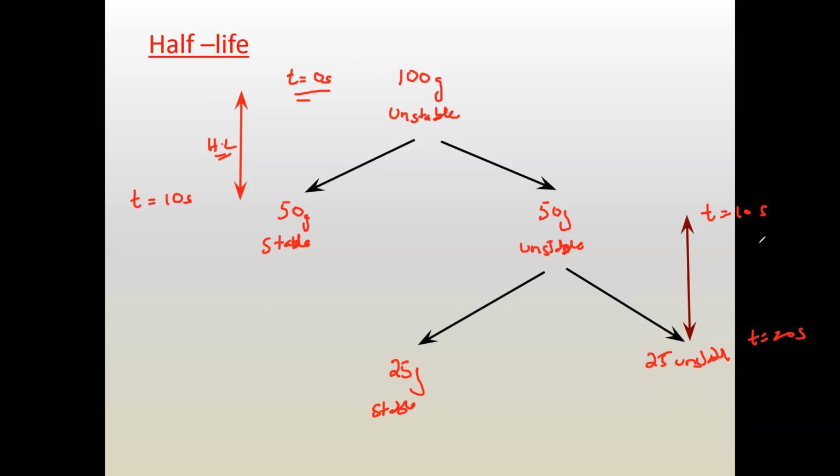What is the time interval? So it started at 10 and ended at 20. So the time interval is again 10 seconds. So this 10 seconds refers to the half-life of the sample. So half-life refers to the time taken by half of the radioactive sample to disintegrate or be stable, half stable and half unstable.